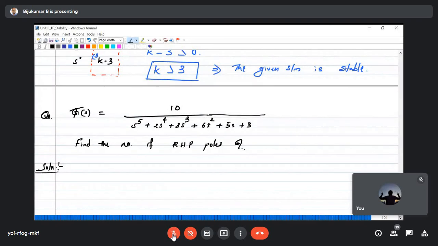This is a fifth order polynomial. You want to find how many poles are lying in the right half plane. Otherwise, check the stability of the system. That will be better. Check the stability of the system.